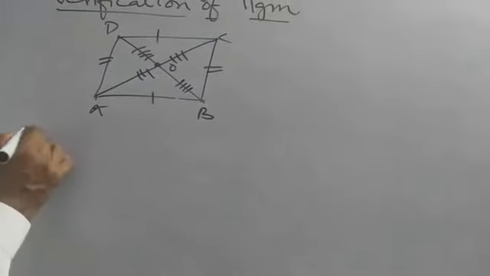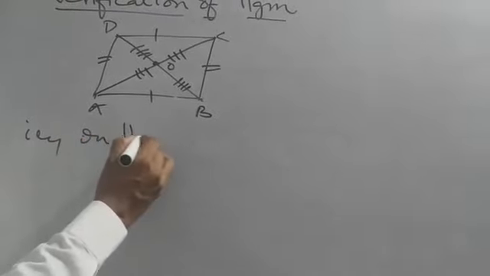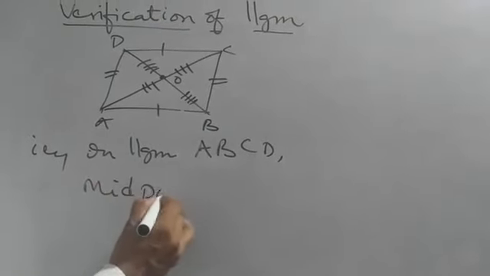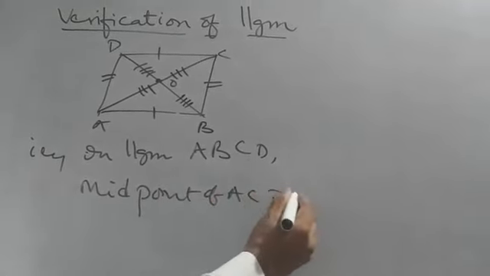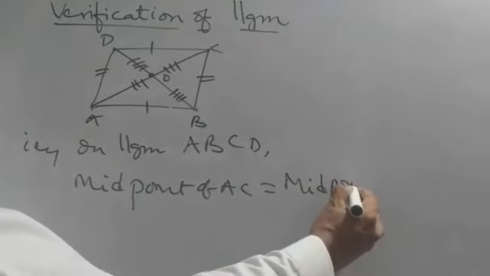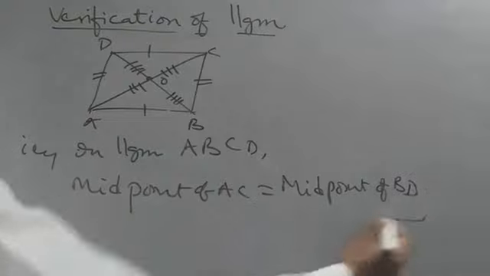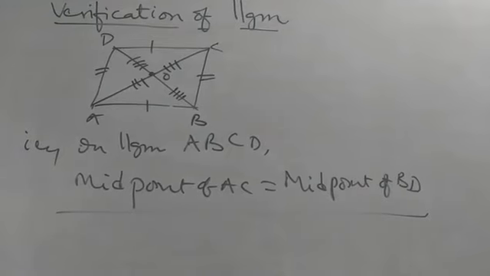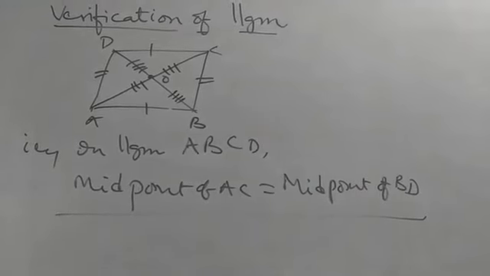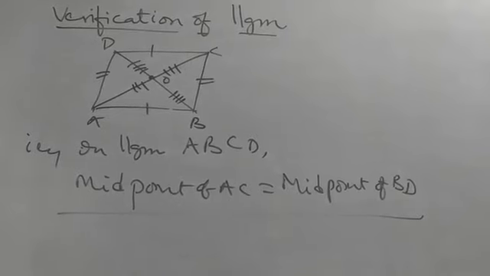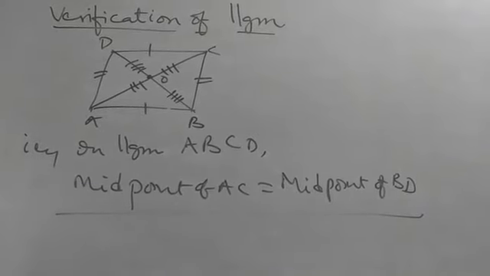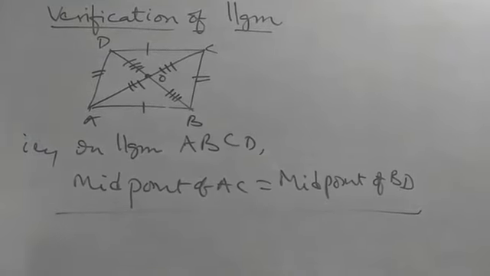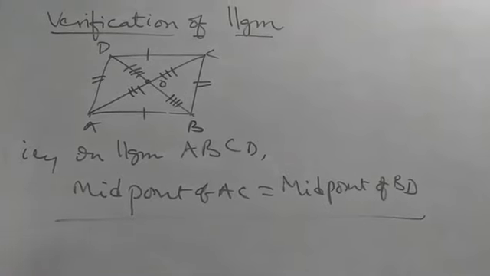That means in parallelogram ABCD, I can say now, midpoint of AC equals midpoint of BD. So if we prove this condition, we can consider the given quadrilateral a parallelogram. Sometimes they may skip one vertex and ask us to find the fourth vertex of the parallelogram. Let us observe one problem.